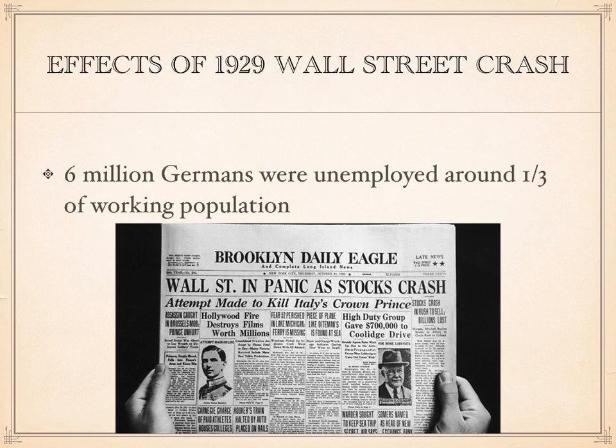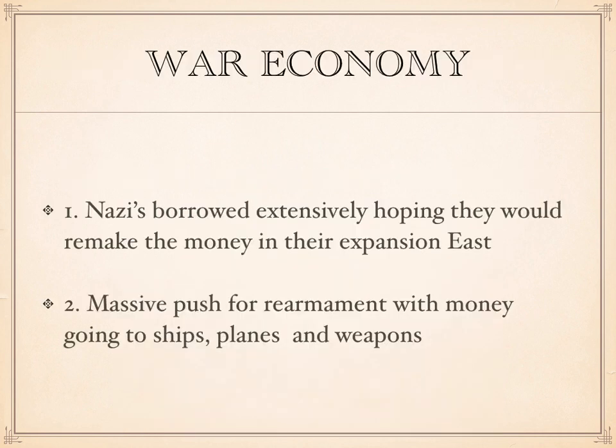The final aspect of life in Germany was the economy. So remember, after the 1929 Wall Street crash, unemployment in Germany skyrocketed to 6 million. That is about a third of the working population. Hitler's economic policy was geared towards one thing, and that was war.